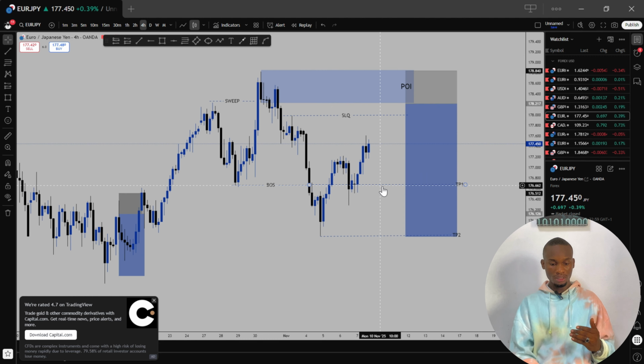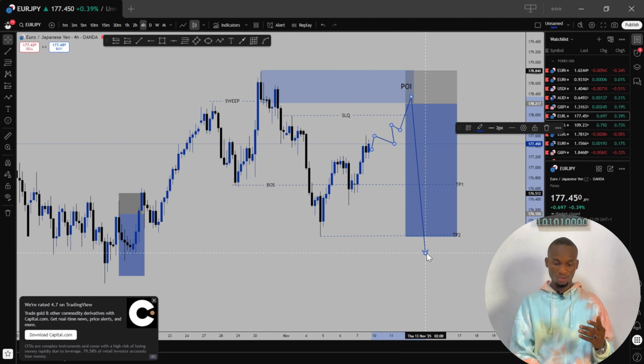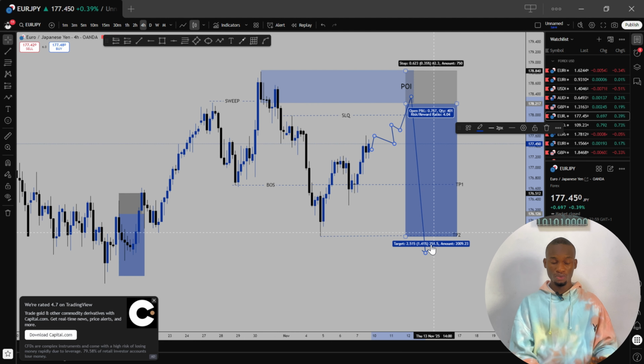So yes, this is our TP1. Our TP1 is this break of structure right here, and our TP2 would be the next break of structure. So basically we're expecting price to do something like this. As you know, price hardly moves in a straight line, so we're expecting price to do something like this, and then boom. So this is basically what we're expecting price to do this week on Euro JPY.